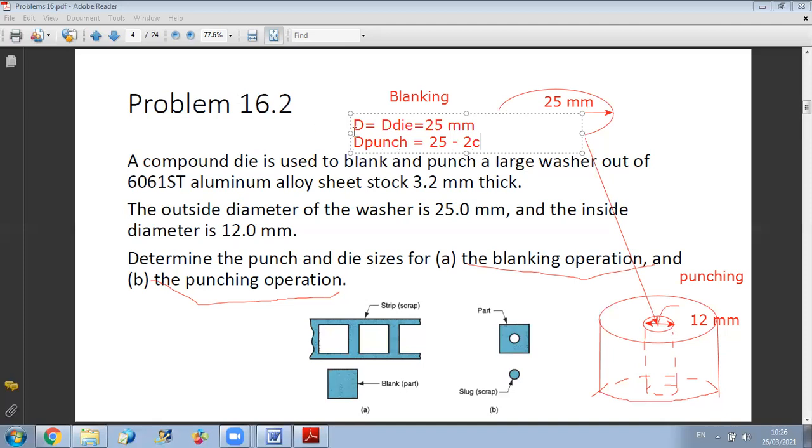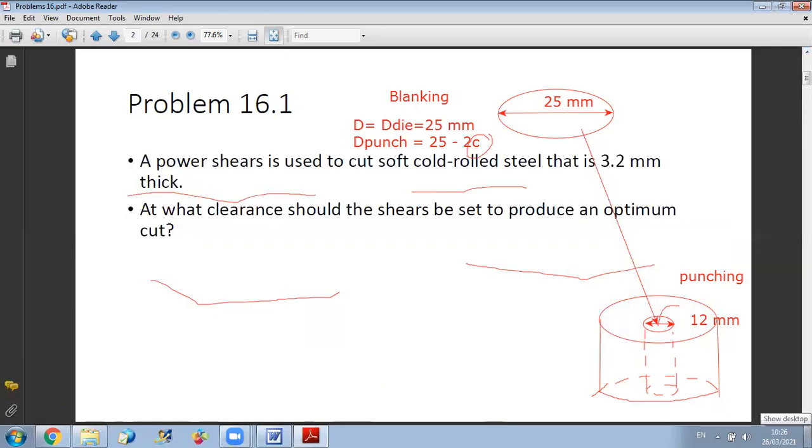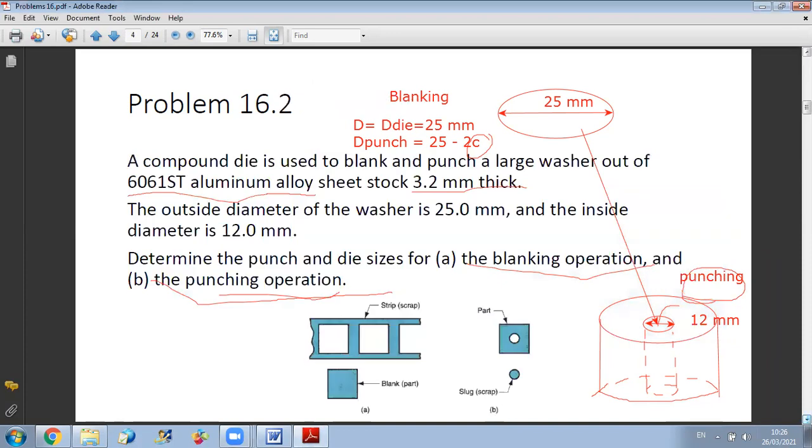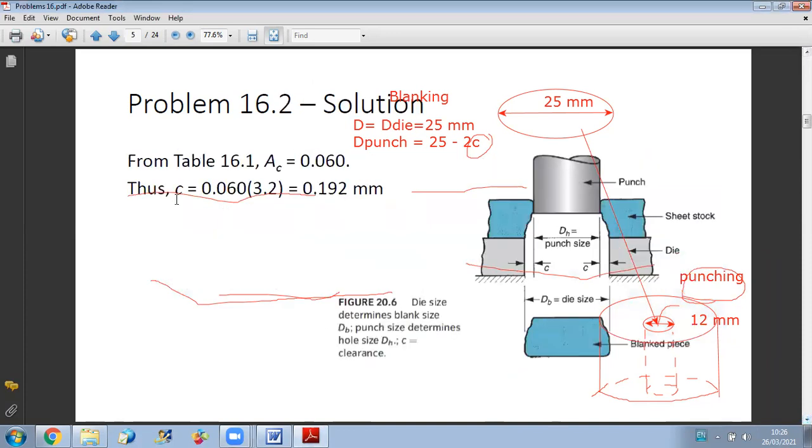And to get the clearance required, it is like the previous problem. We know the type of material. It is 6061 ST aluminum alloy, and we know the thickness of the stock, so we can get the value of C. We will find the value of C together. So this is the name of our alloy. We go to the table. From the table, this is our 6061 ST aluminum, so the clearance allowance is 0.06. Multiplying by the thickness, we can get the value of C.